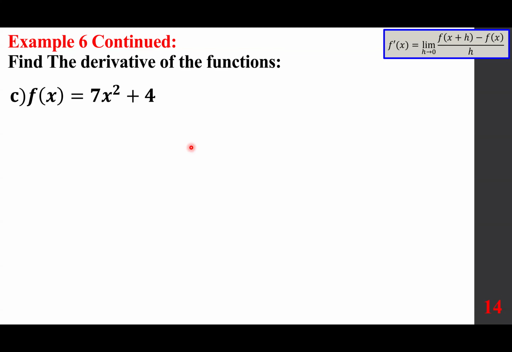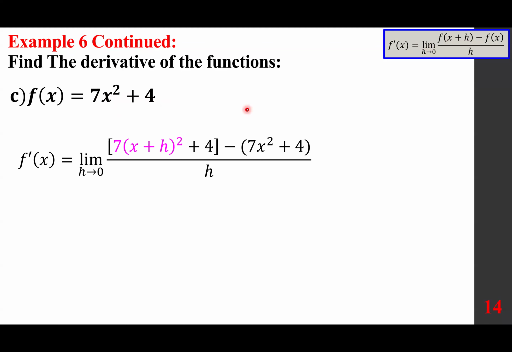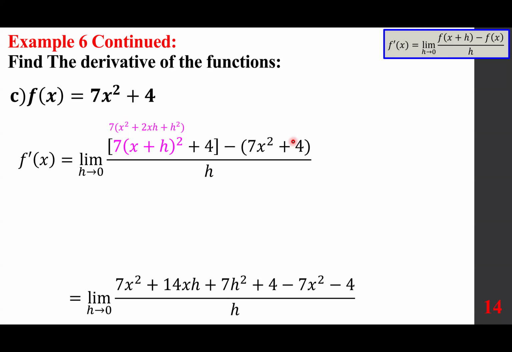So to find the derivative, we follow the limit. F prime of x is the limit as h approaches 0 of fraction bar over h. F of x plus h means 7 times x plus h squared plus 4 minus f of x. We raise this to the power of 2, we get x squared plus 2xh plus h squared. We distribute the 7. So the limit as h approaches 0, the denominator is h. This is 7x squared, 14xh, 7h squared plus 4 minus 7x squared minus 4.